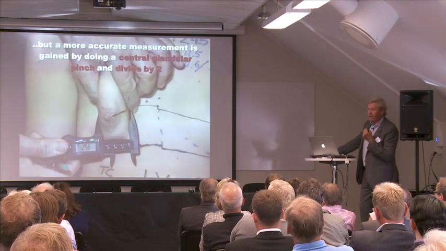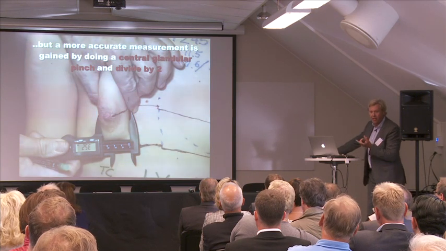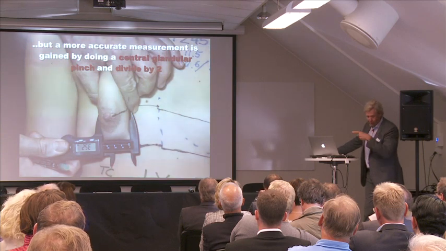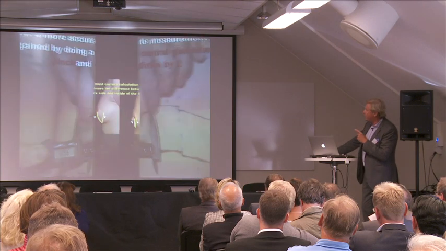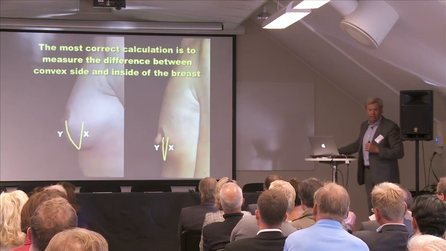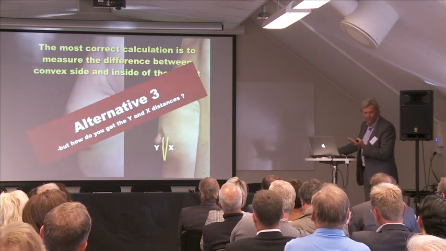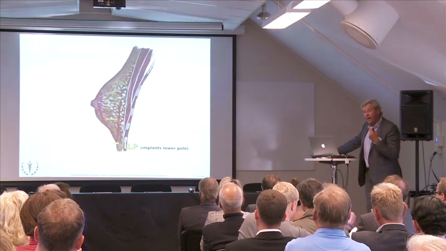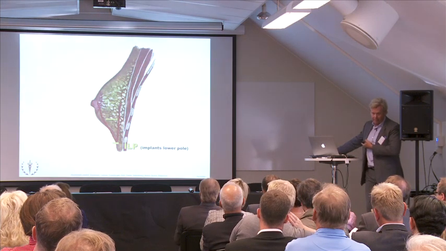Now, that's not a very accurate way. A better way is to take the central glandular pinch and divide it by 2. But if we think of it in a mathematical way, with triangular arithmetic, it's not perfectly correct. So actually what you want to know is the difference between the X and the Y here. The question is, how do you do that preoperatively, which is your third alternative in planning how much you add to the LVC value?